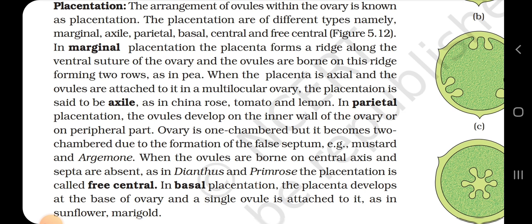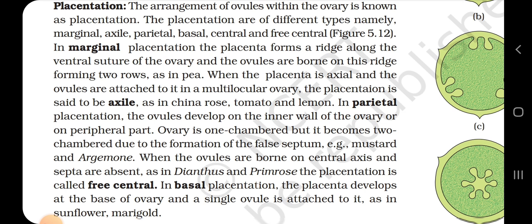Figure 5.12. In marginal placentation, the placenta forms a ridge along the ventral suture of the ovary and ovules are borne on this ridge forming two rows, as in pea. When the placenta is axial and the ovules are attached to it in a multilocular ovary, the placentation is said to be axial, as in china rose, tomato and lemon.